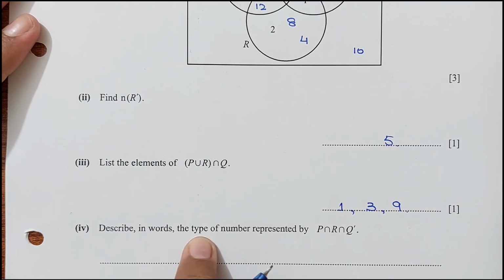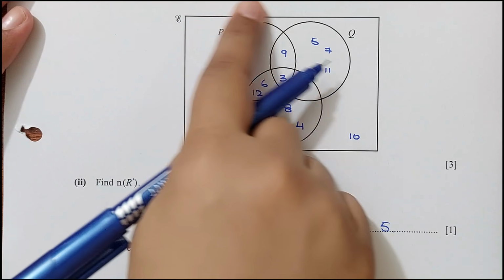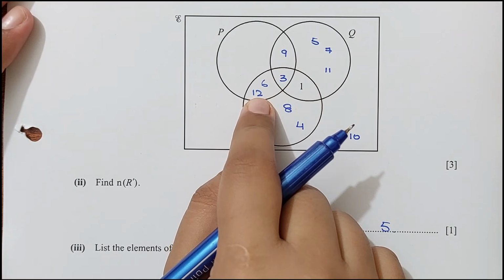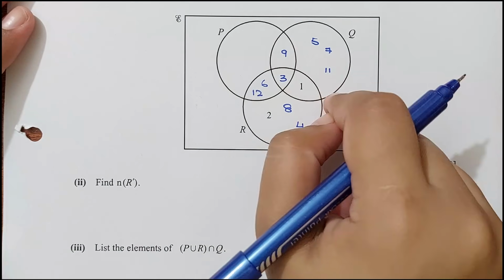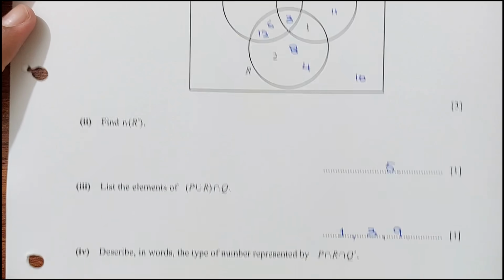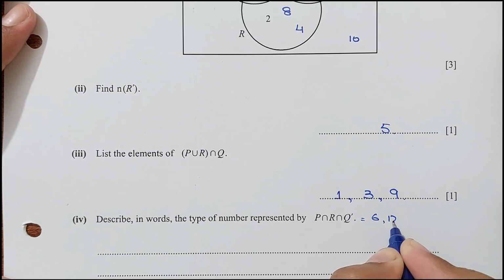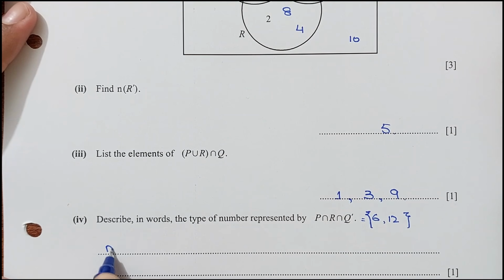Number 4, describe in words a type of number represented by P intersection R intersection Q complement. Okay. P and its intersection with R is 3, 6, and 12. And 3, 6, 12 intersection with Q complement, the numbers that are outside of Q, is just 6 and 12, right? So these are the multiples of 6. The numbers are 6 and 12. So we have to describe them in words: multiples of 6.